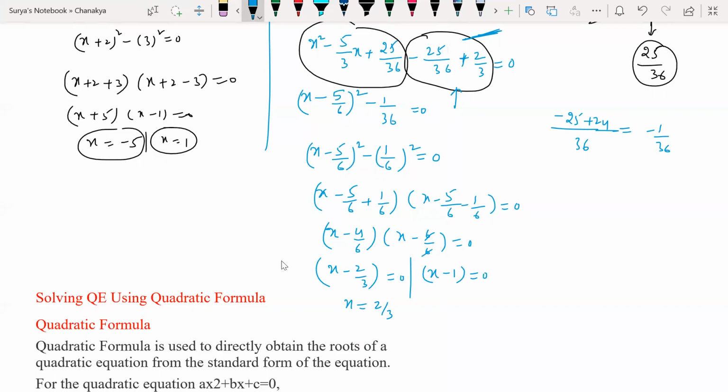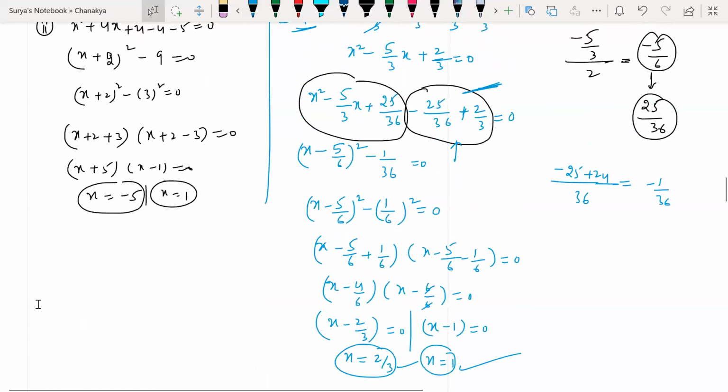So x is equal to 1. X is equal to 1 or x is equal to 2 by 3 is the solution of the given quadratic equation. Hope it is clear. Any doubts till this, people?